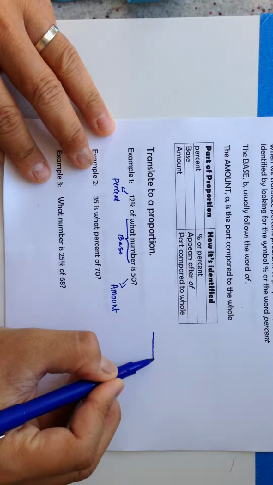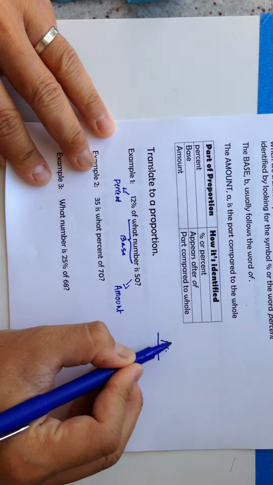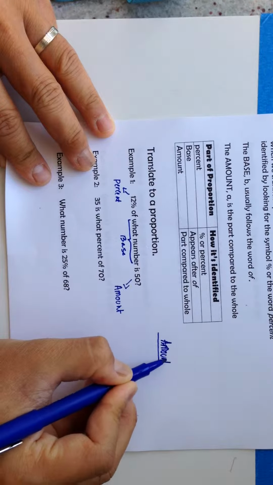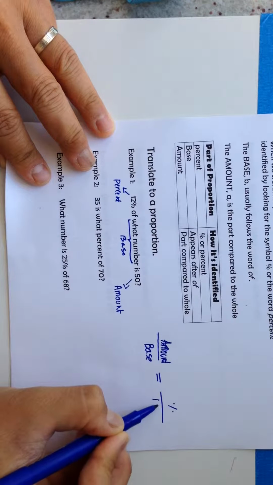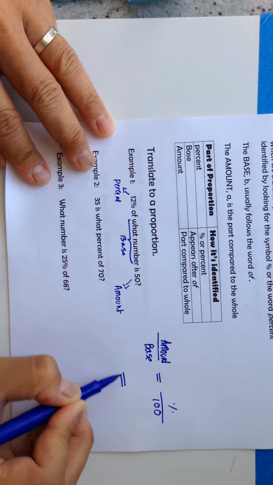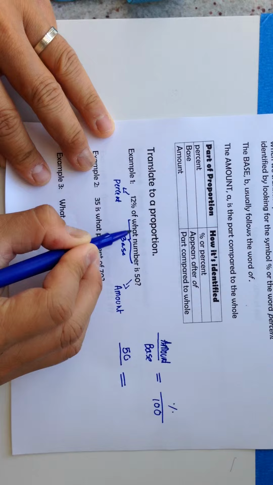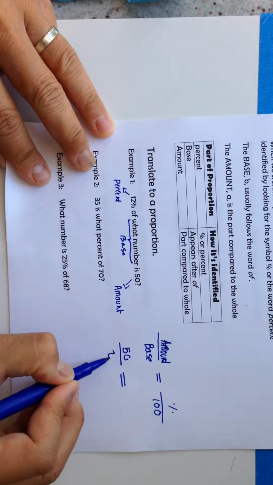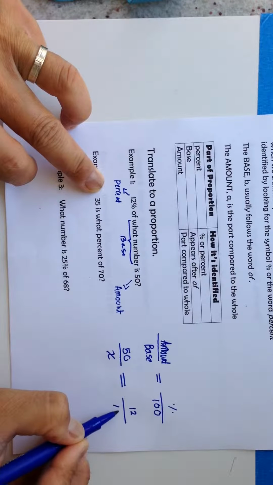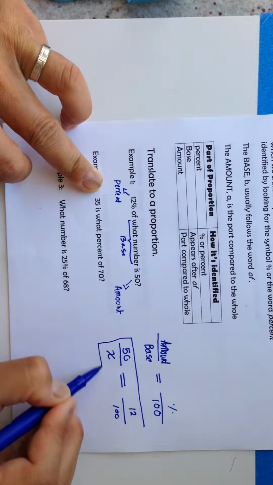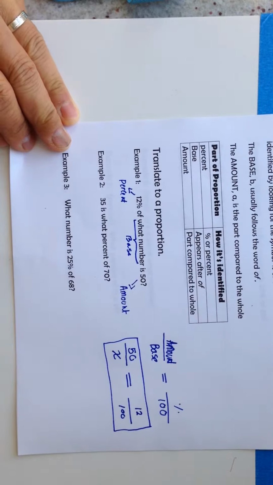So amount over base equals percent over 100. I'm going to say the amount is 50. I'm looking for my base, because my base is "what number," my base is unknown. And then the percent, which is 12 over 100. That would be a translation from a sentence into a proportion. All right, let's do the next problem.